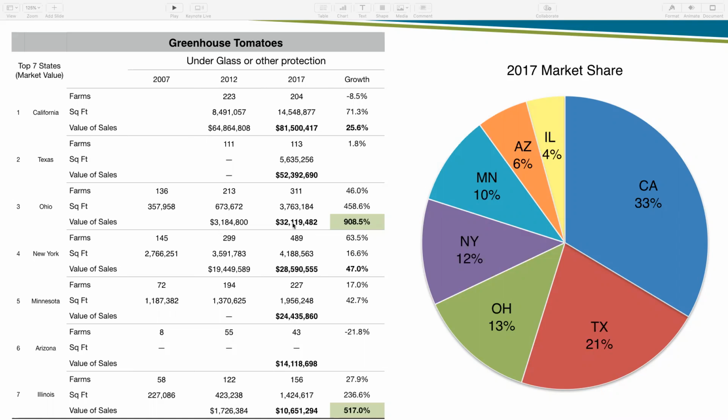And if you have in mind Ohio, the total market value of sales for tomatoes and other greenhouse vegetables was 43 million. Here it is 32, so it's about 75% of the market in Ohio now. The CEA market is coming from tomatoes. The other big state with a big spike is Illinois. So they went from 1.7 million to 10.6 million from 2012 to 2017, with a market growth of 517%.